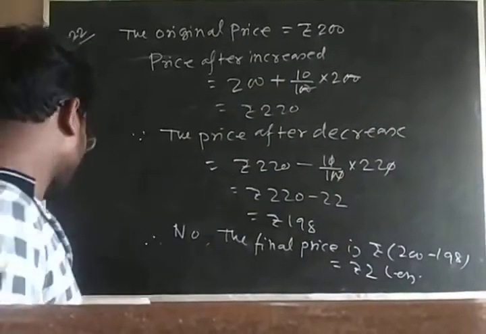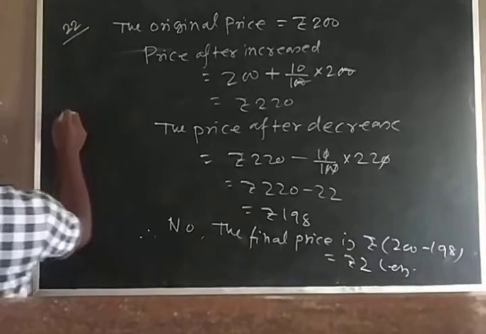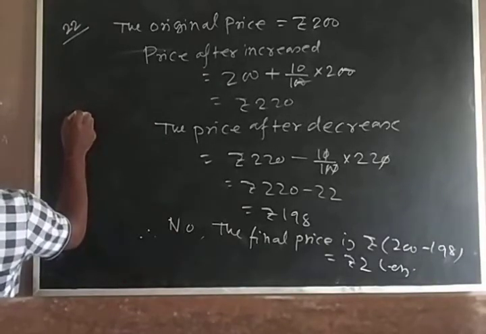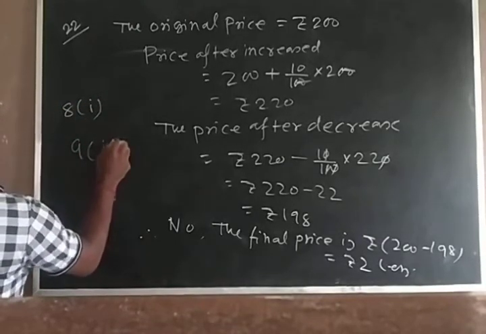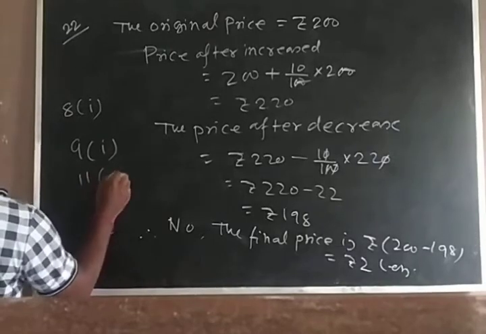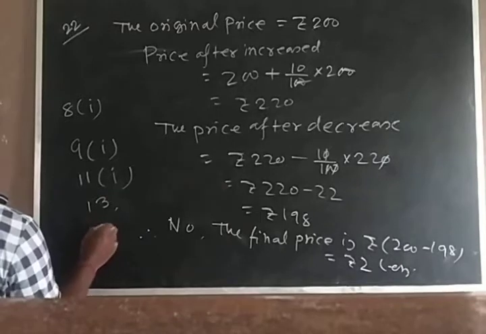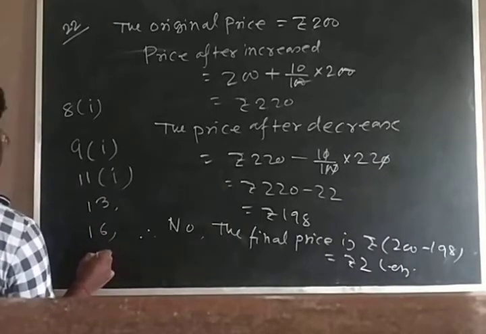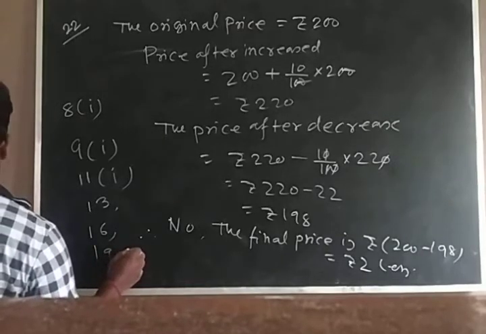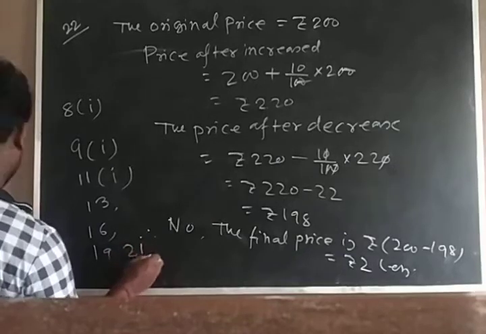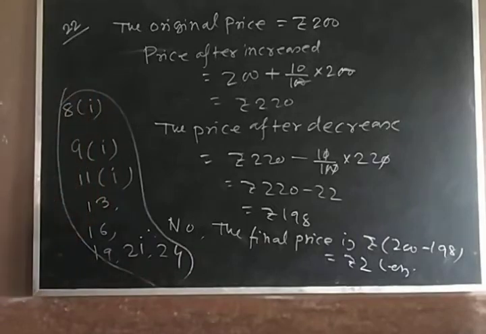So, all of you write the homework. 8, 9, 11, 13, 16, 19, 20, 21, 24. These are the homework. Okay.